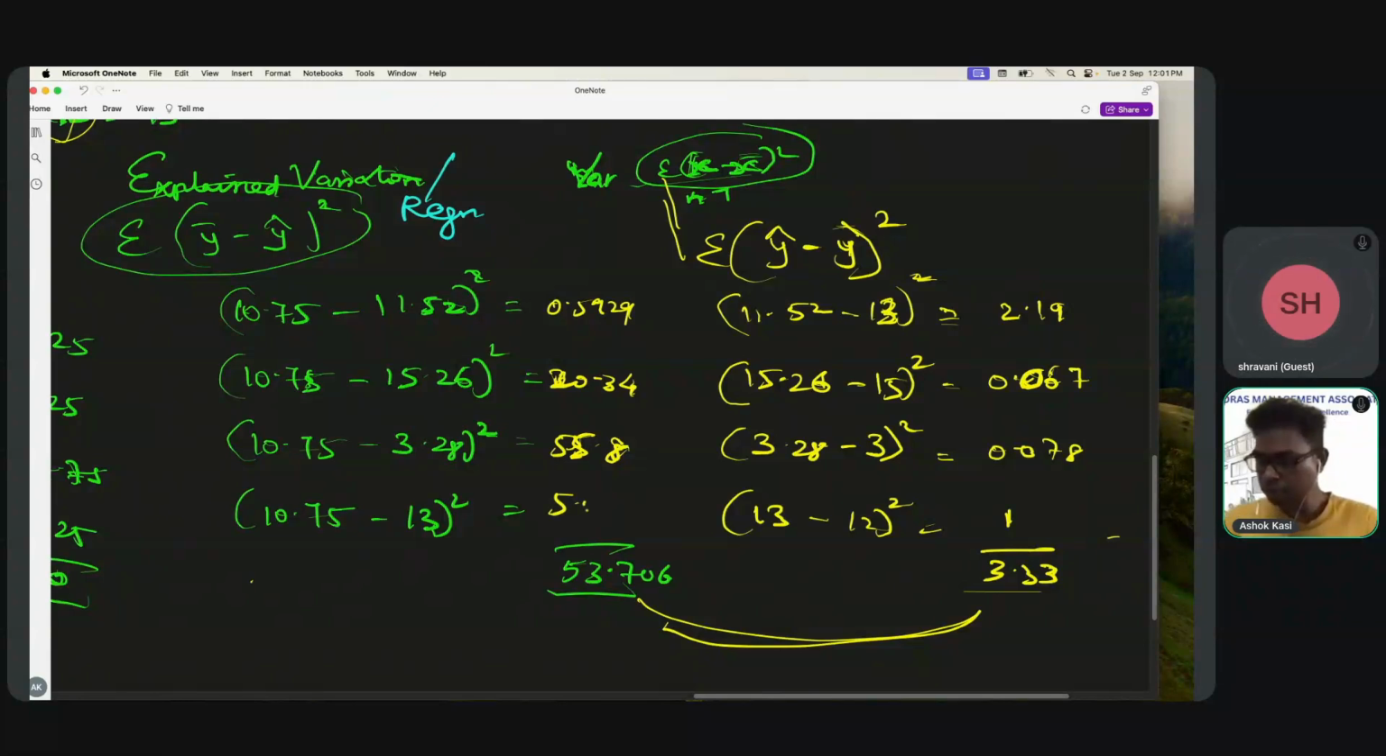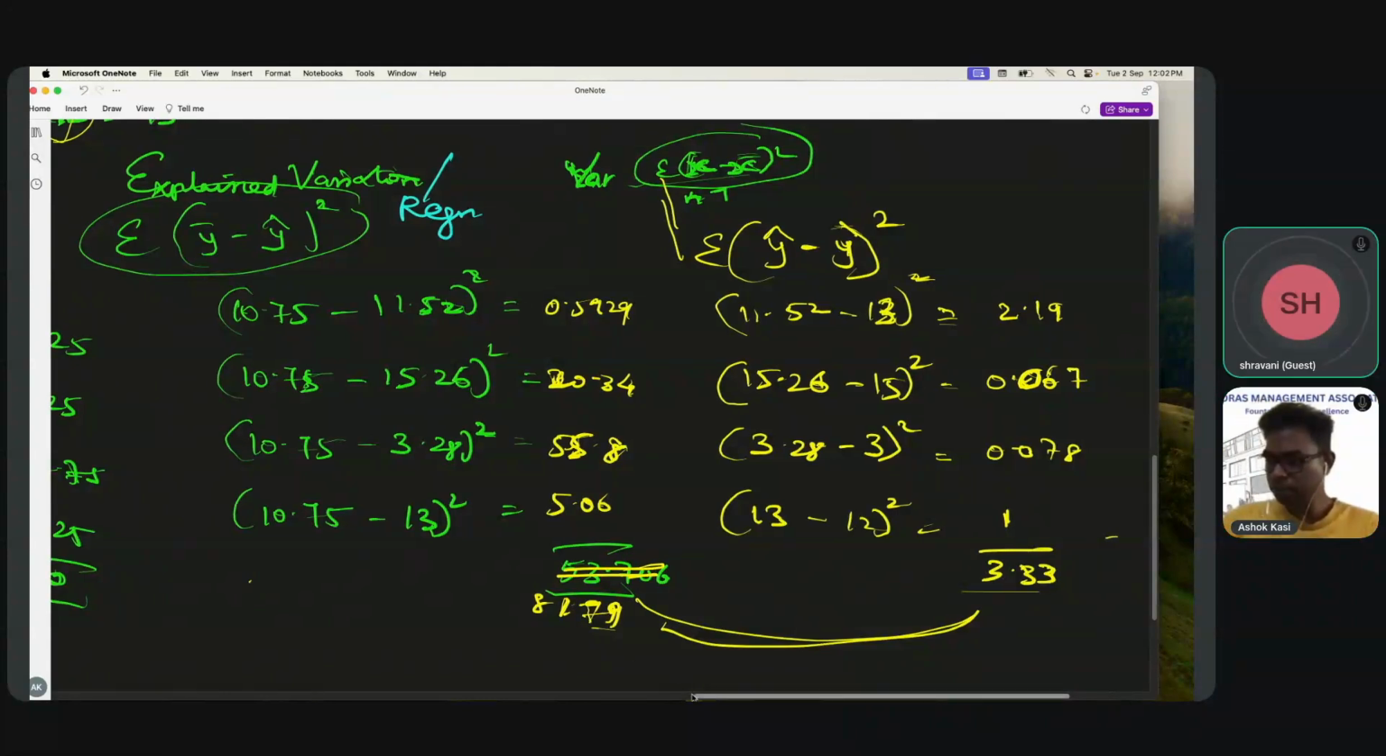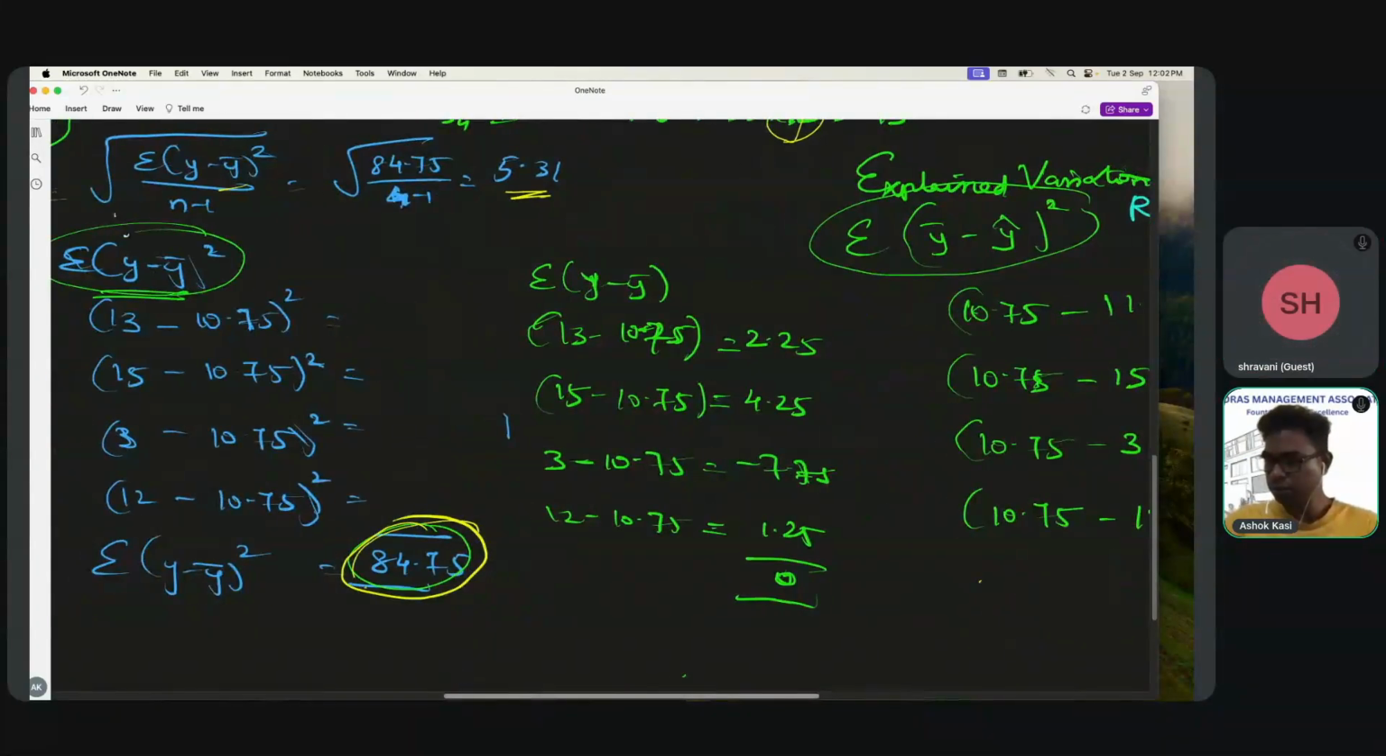5.06. So now I'll add: recall 1 plus recall 2 plus recall 3 plus recall 4. 81.79. Now it is fine, right? 81.79 plus 3.33, you do: 85.126. So which is okay. One number, 1 or 2, is fine, all decimal thing. Okay. Understood this one? Yes. Okay.